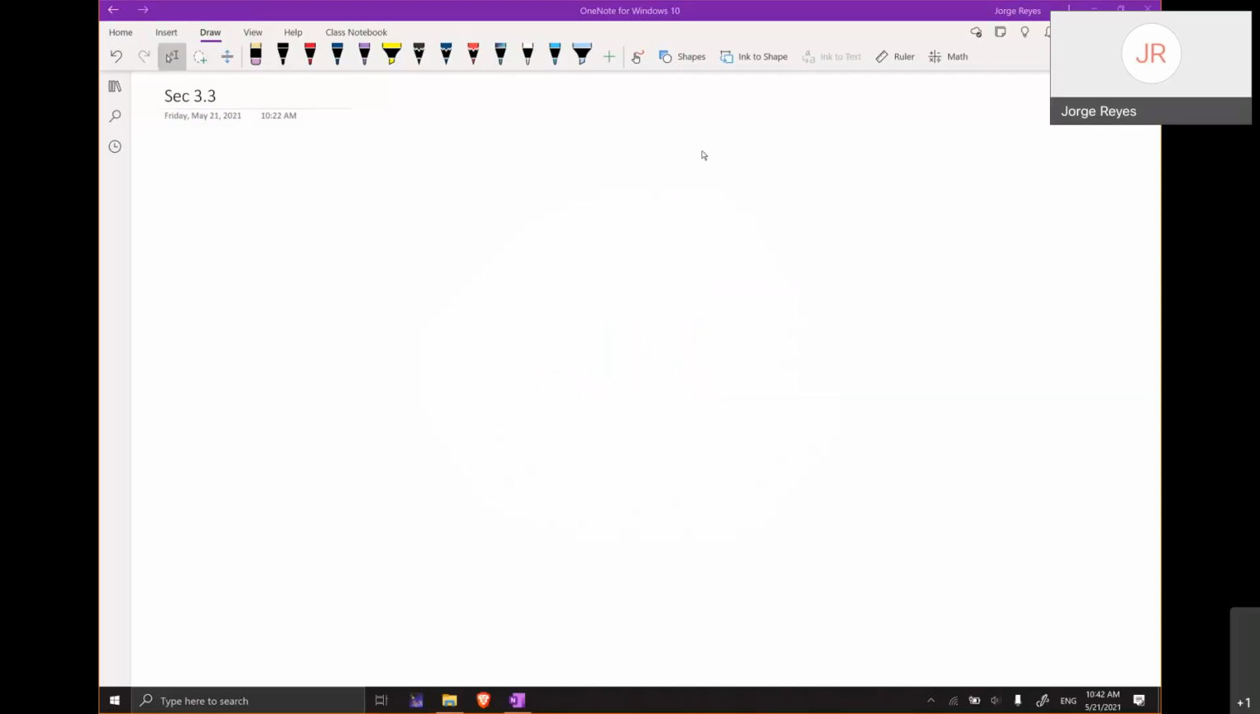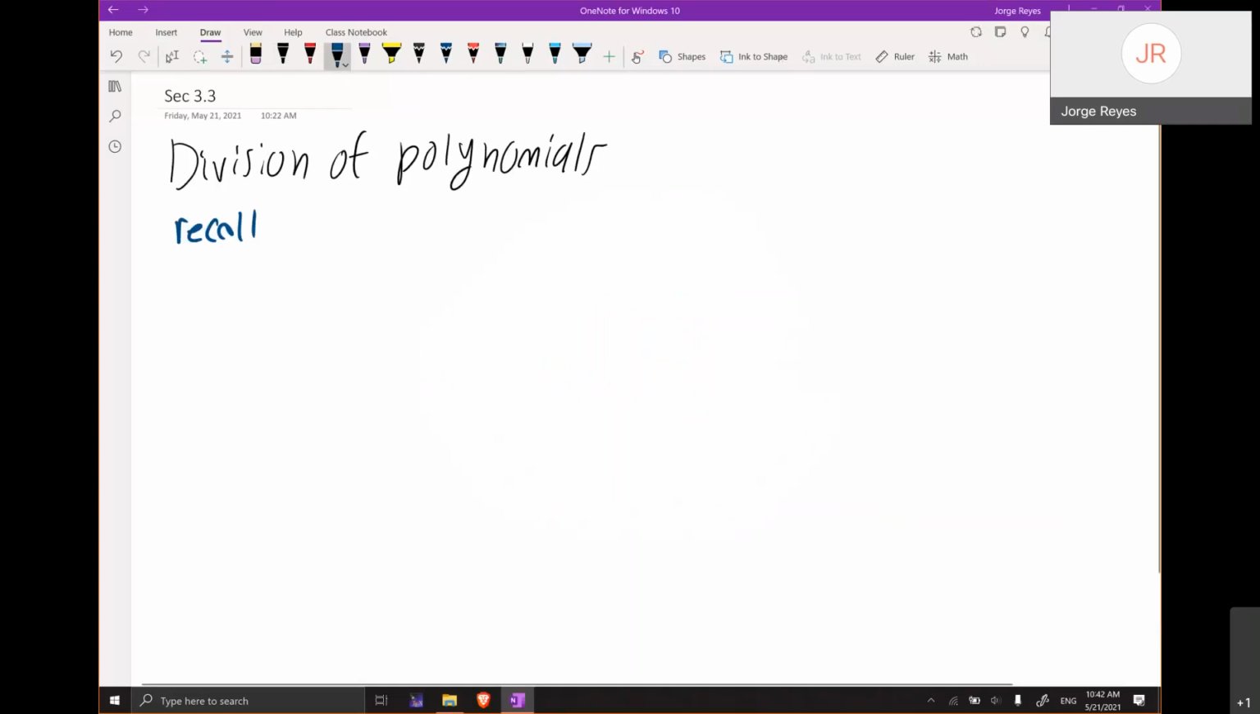Hello, class. So we are in section 3.3 now, which is about division of polynomials. Okay, so we're going to talk about dividing polynomials. This is probably my personal favorite section, just because, I don't know, I like it. But first, before we talk about division of polynomials, I want you guys to remember how to divide numbers.